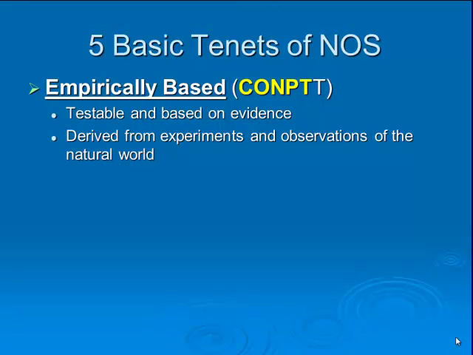Now, when you took biology, you should have learned the letters CONPTT, where C stood for consistent, O was observable, N is natural, P is predictable, and T is testable. And those 5 that I've highlighted in yellow all kind of fall within this principle of scientific knowledge being empirically based. So all scientific knowledge is testable, and it is based on observable evidence. That evidence is derived from experiments and observations of the natural world.